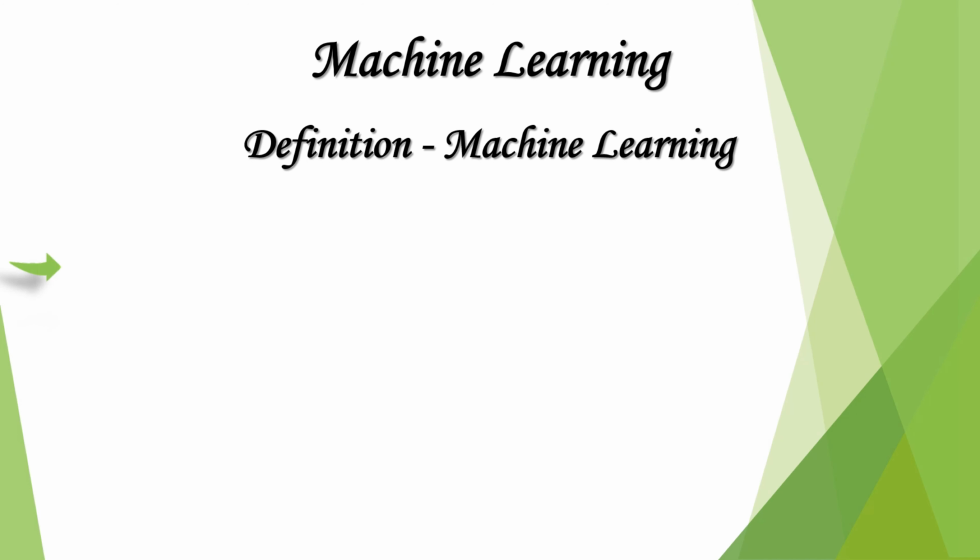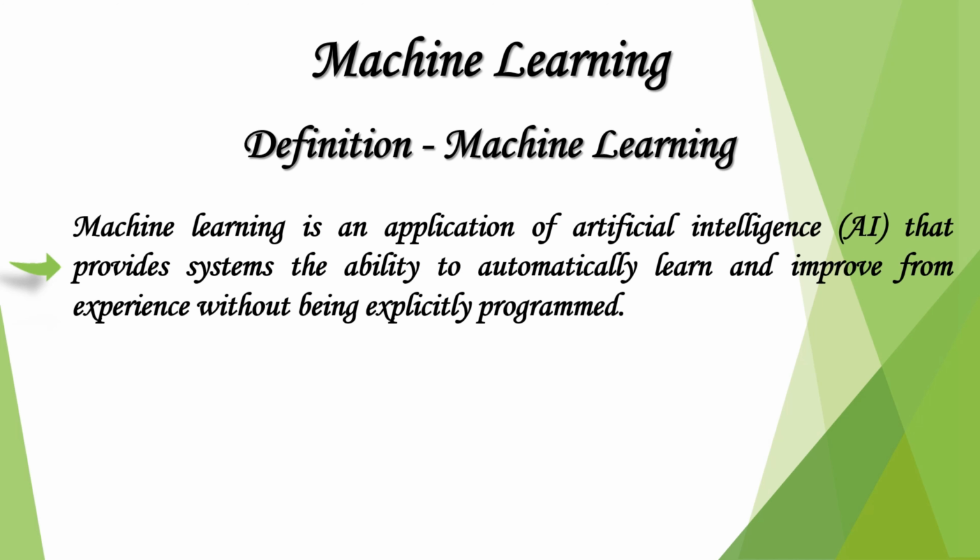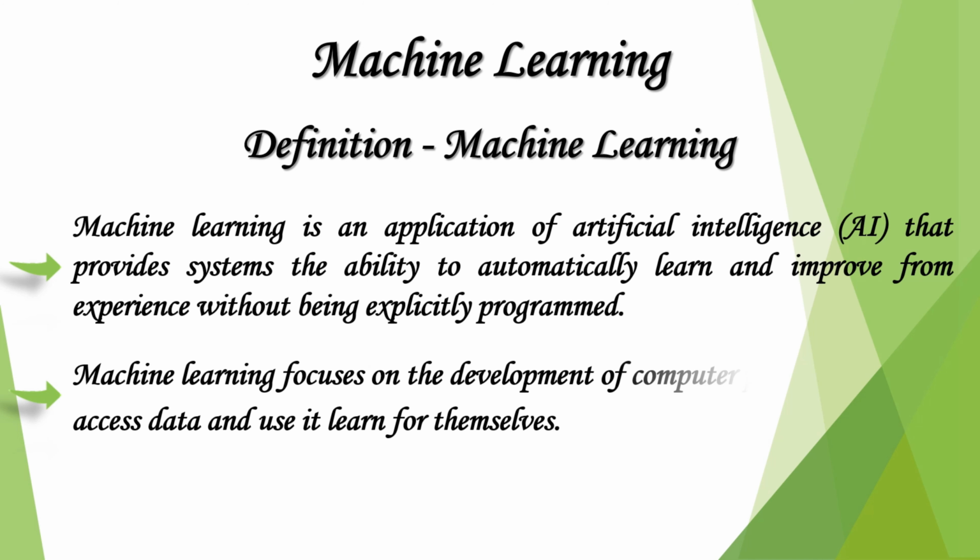Definition: Machine learning. Machine learning is an application of artificial intelligence that provides systems the ability to automatically learn and improve from experience without being explicitly programmed. Machine learning focuses on the development of computer programs that can access data and use it to learn for themselves.